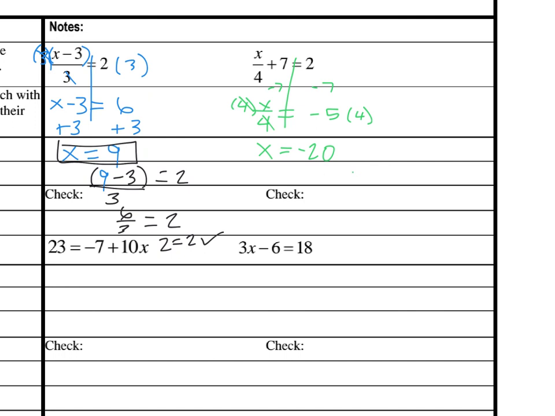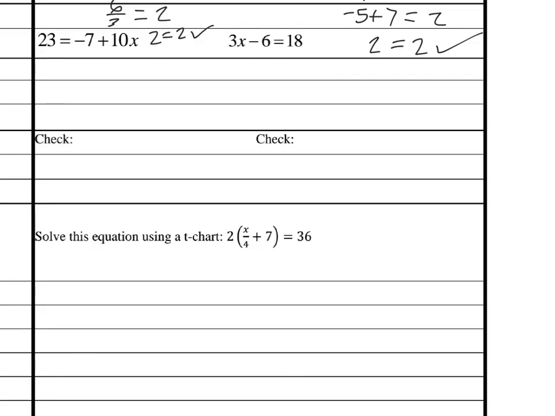I'm going to plug negative 20 in for x, substitute it in there, so negative 20 divided by 4 plus 7 should hopefully equal 2. If it does, I'm correct. Negative 20 divided by 4 is negative 5, plus 7 equals 2. Negative 5 plus 7 is 2. 2 equals 2, so we are correct. X equals negative 20. Alright, next one, let's do a t-chart here.